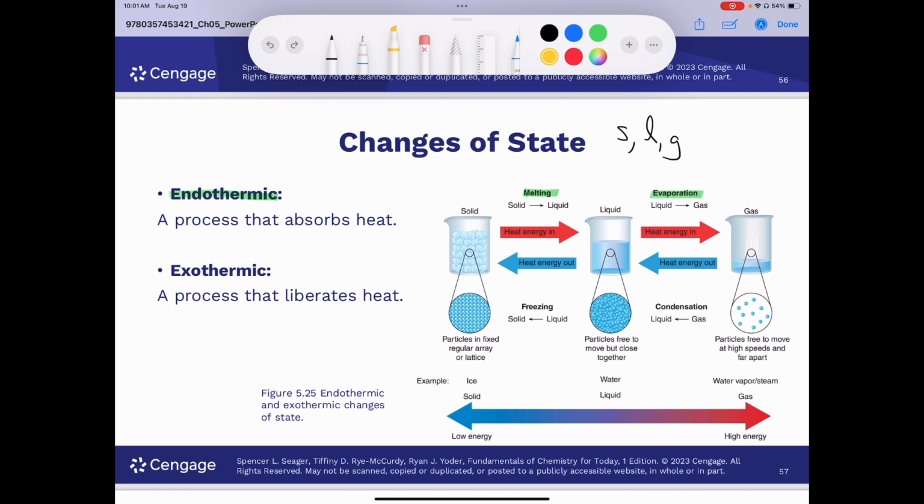Now, on the other hand, if we go in the other direction, we call those exothermic processes, ones that liberate heat. So if we go from a gas down to a liquid, condensation, you can see here it says heat energy is liberated, okay?